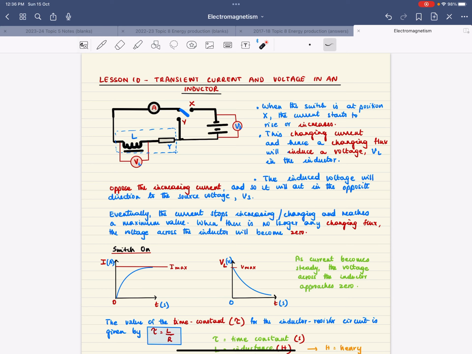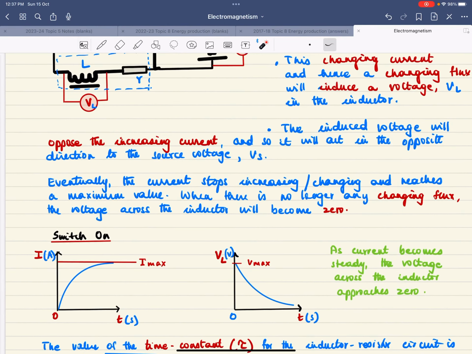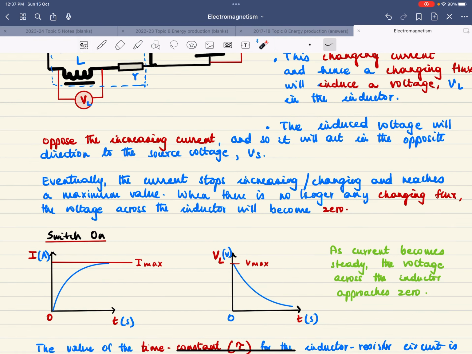Okay, so when the switch is at position X, the current starts to rise or it increases, and this changing current will have a changing flux, and that will induce a voltage in the inductor. And this induced voltage will oppose the increasing current, so it will act in the opposite direction to the source voltage. Eventually, the current stops increasing or changing, and it reaches a maximum value. When there is no longer any changing flux, the voltage across the inductor will become zero.